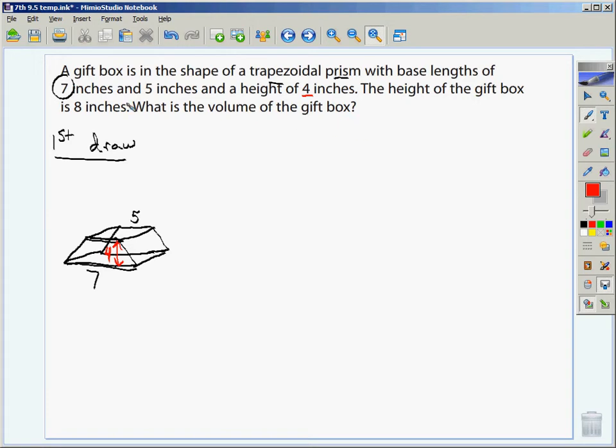And they said the height of the box, in other words, the distance between the front trapezoid and the back trapezoid, they said that was 8. Does everybody understand why there were 2 heights listed? One's the height of the prism, and one's the height of the trapezoid. This 8 is my height. They gave that to me.